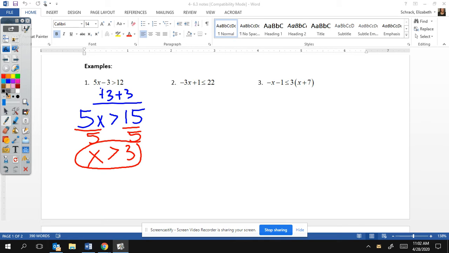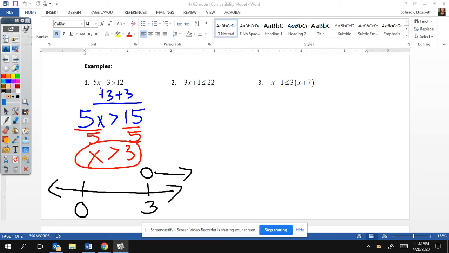So that's our first step. The next thing is that we need to graph this on a number line. So I'm going to use a reference of 0, and 3 is greater than 0. And x is greater than 3, so we're going to have an open circle at +3, and our arrow goes to the right. And if you remember, as long as your variable is on the left, the inequality symbol will match the arrow that is on your actual number line graph.